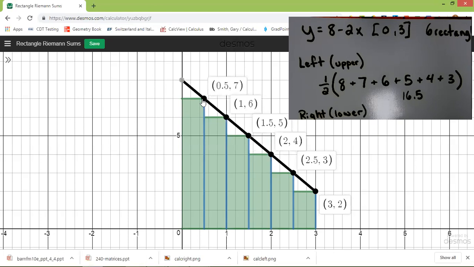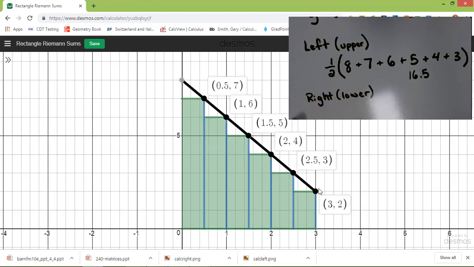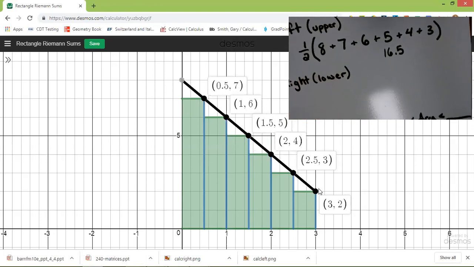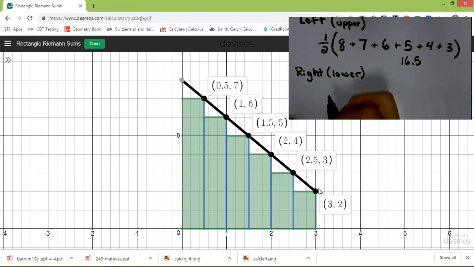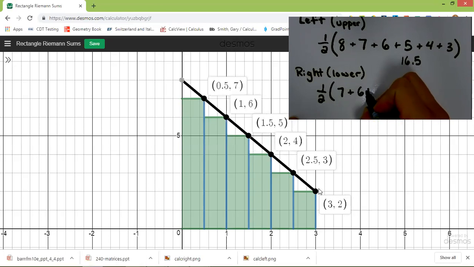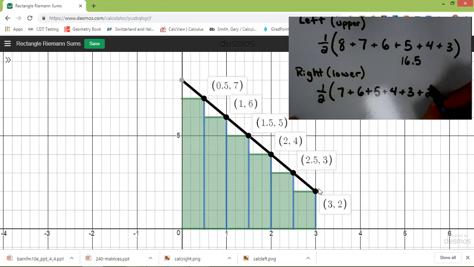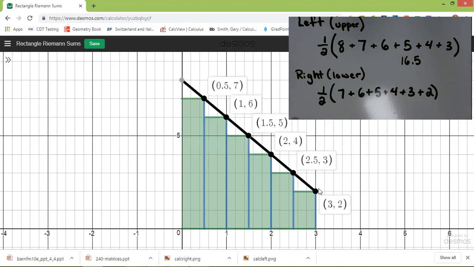So the heights of my rectangles will be 7, 6, 5, 4, 3, and then finally 2. So all the rectangles are the same, except I'm taking this first one off and adding a new one on to the end. So I'm going to do the same thing here. For the right side, I'm going to take 1/2 because that's the base of all my rectangles. First one, and I'm going to keep going. Second rectangle, third rectangle, fourth rectangle, fifth rectangle, and sixth rectangle.